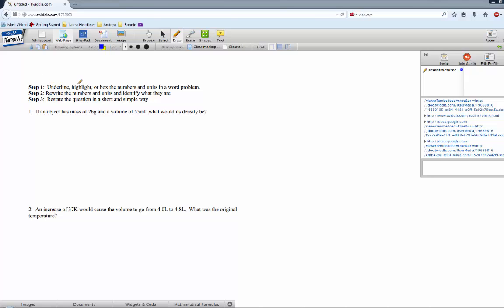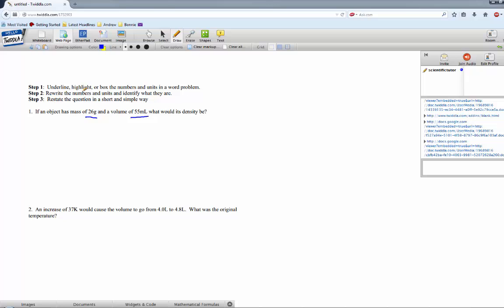Step 1, underline, highlight, or box the numbers. I prefer to underline. If an object has a mass of 26 grams, 26 is the number, grams is the unit, and a volume of 55 milliliters, 55 is the number, milliliters is the unit, what would the density be? So step 1 is done. Box the numbers and units.